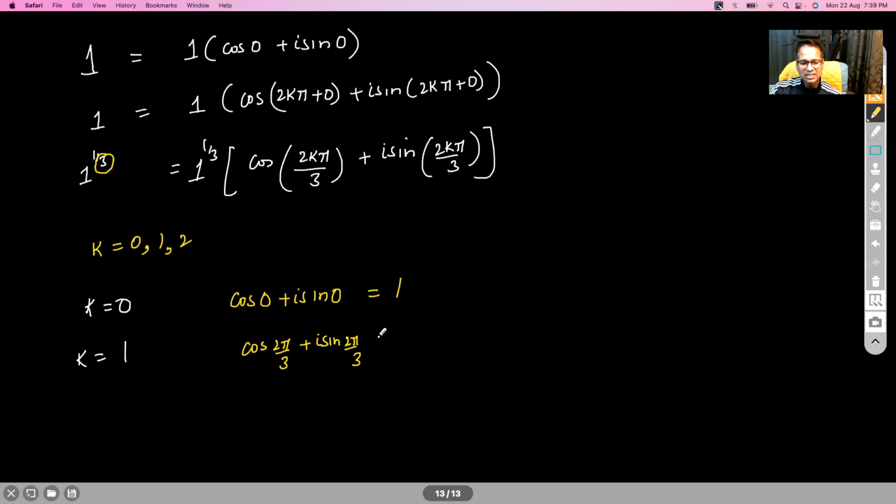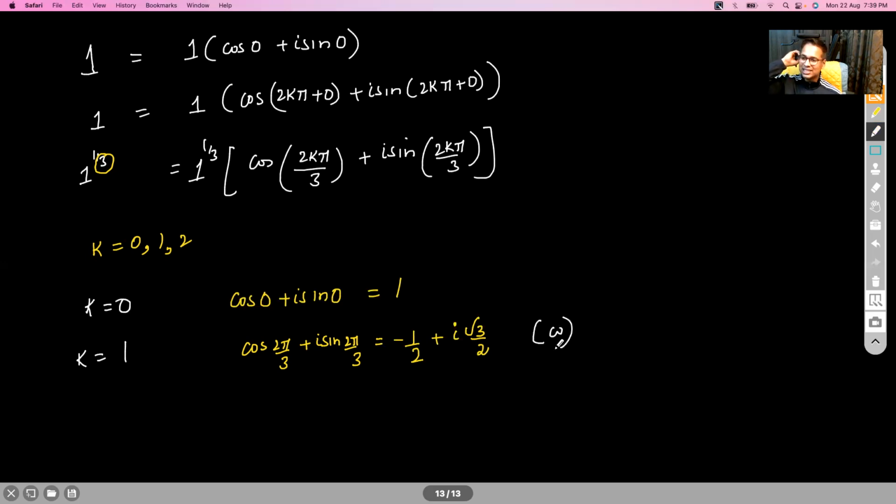Correct? Cos 2 pi by 3 is minus half. I sin 2 pi by 3 is root 3 by 2. So basically it becomes minus half plus I root 3 by 2. This complex number is commonly called omega.